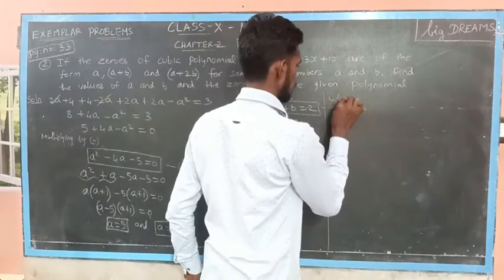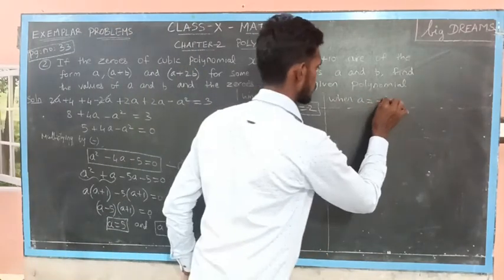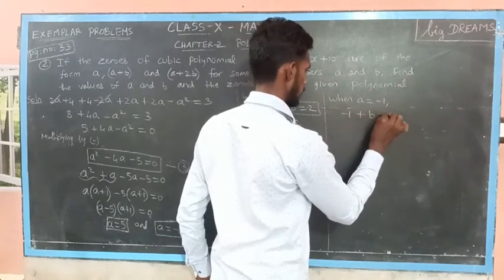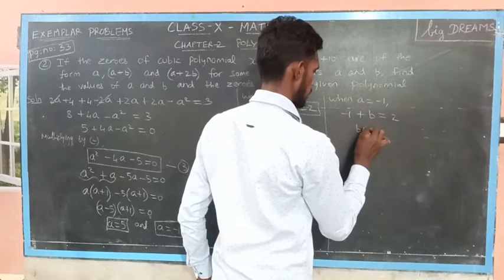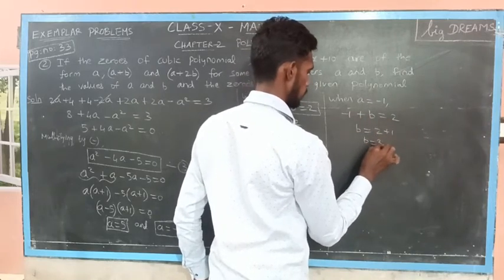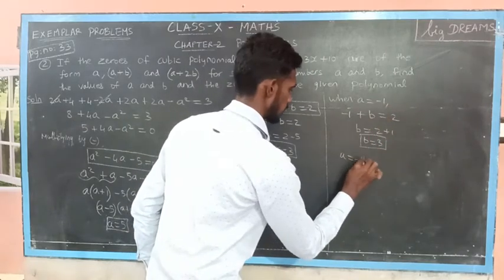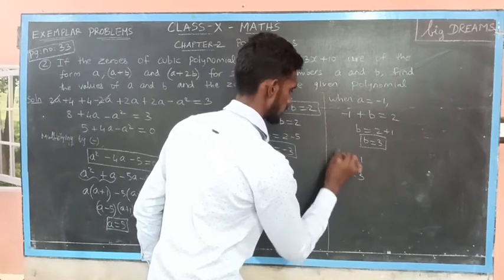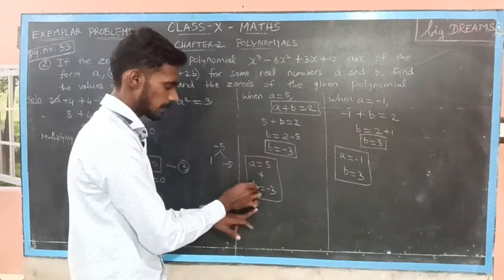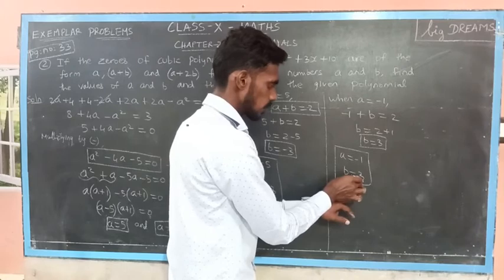Then when substituting the value of a as minus 1 in this condition, minus 1 plus b is equal to 2. So, b is equal to 2 plus 1, which is b is equal to 3. So, when a is equal to minus 1, b value is 3. So, this is the another set of solution. So, we are getting a is equal to 5 and b is equal to minus 3, and another set a is equal to minus 1 and b is equal to 3.